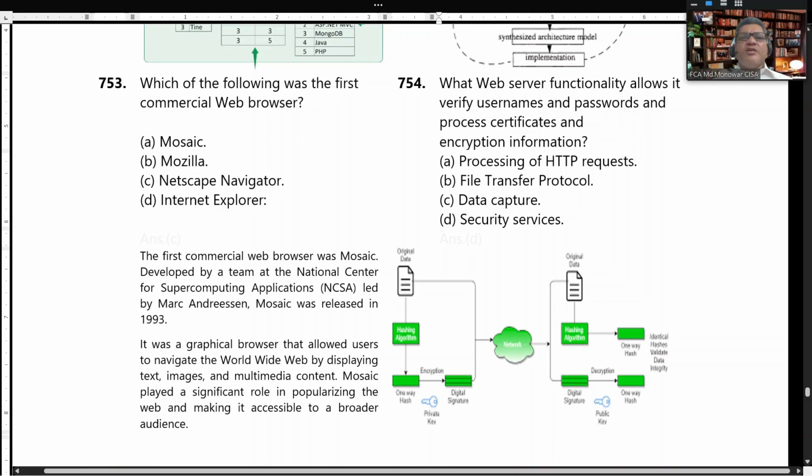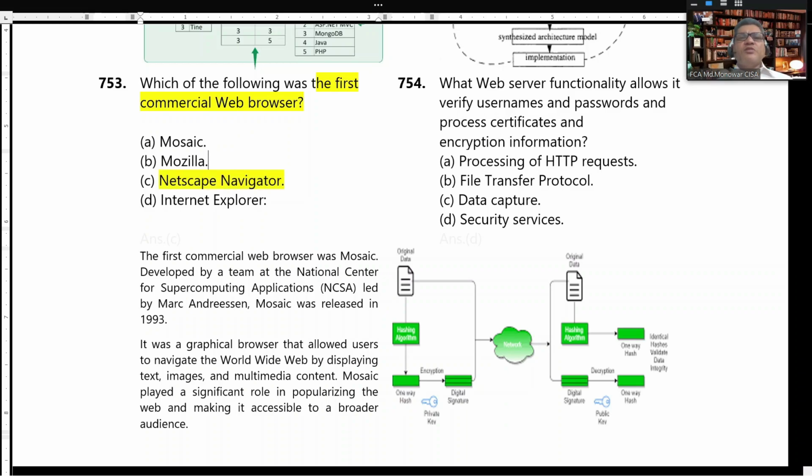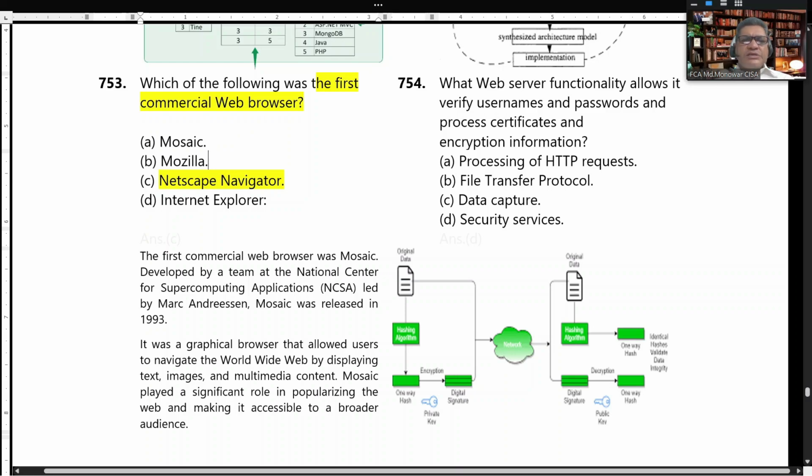Which of the following was the first commercial web browser? So here the question is, which of the following was the first commercial web browser? The first commercial web browser, Netscape Navigator. Answer, Netscape Navigator. So here is the basic here.